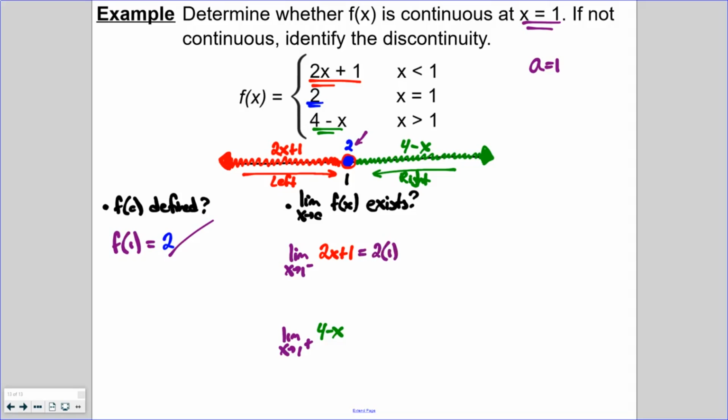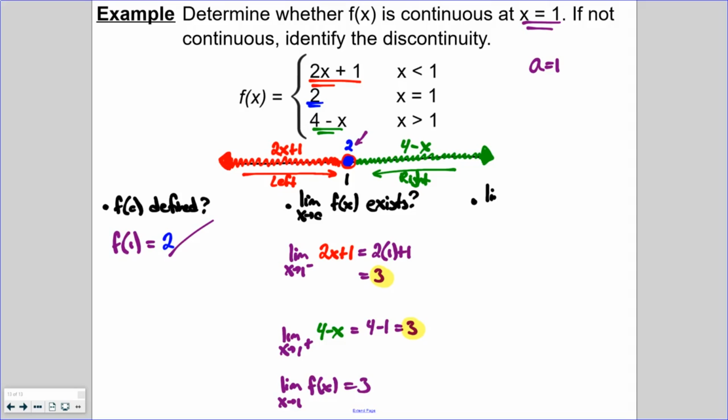So this will be 2 times 1 plus 1, which will be 3. And then 4 minus 1, which will also be 3. And since both of our limits go to the same height, we can say that the two-sided limit, the limit as x approaches 1 of f of x, is equal to 3. All right, 2 down, 1 to go.